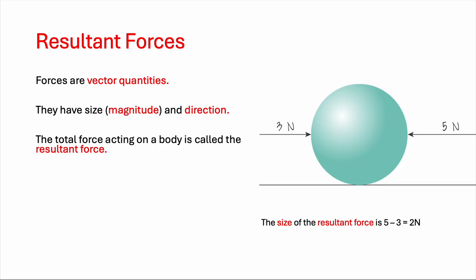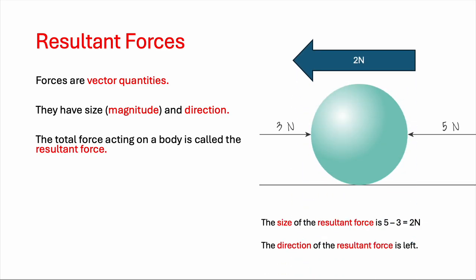The resultant force is a vector, so it needs a direction, and so therefore we'd say that the direction of this resultant force is to the left. In other words, 2 newtons to the left. And this is now different to the previous situation where we had only the 3 newtons and we were accelerating to the right.